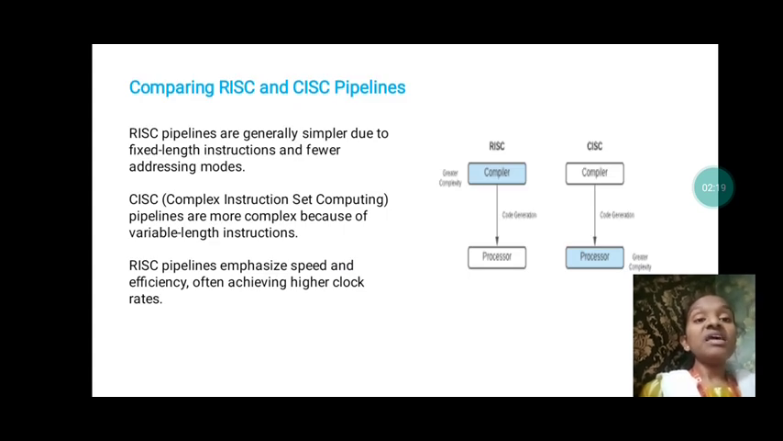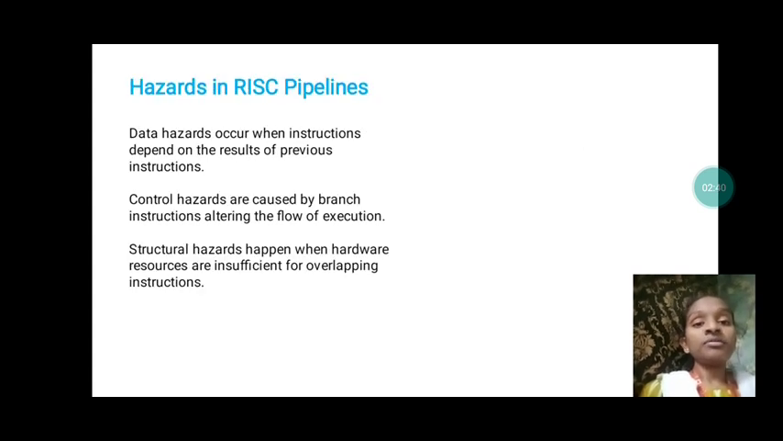Comparing RISC and CISC pipeline. RISC pipelines are generally simpler due to fixed length instructions and fewer addressing modes. Complex instruction set computing pipelines are more complex because of variable length instructions. RISC pipelines emphasize speed and efficiency, achieving high clock rates.